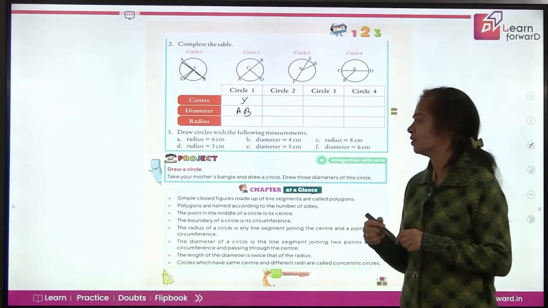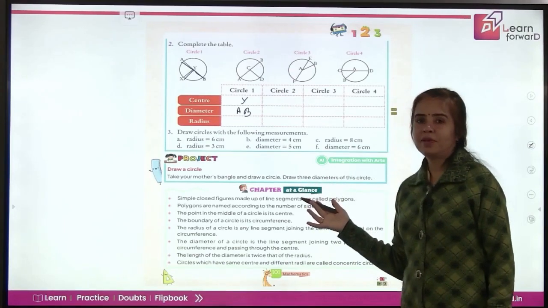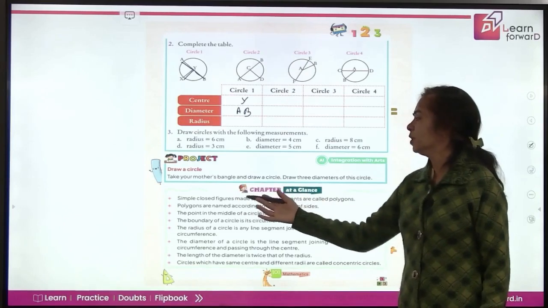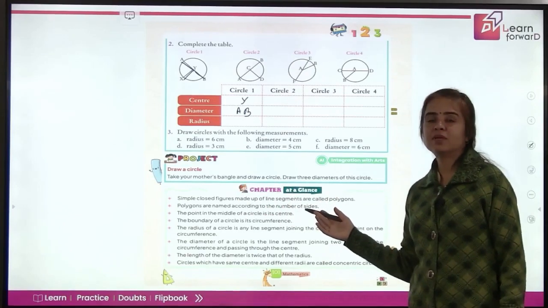and then use this as the radius to draw the circle. Now chapter at a glance for you. Simple closed figures made up of line segments, what are they called?